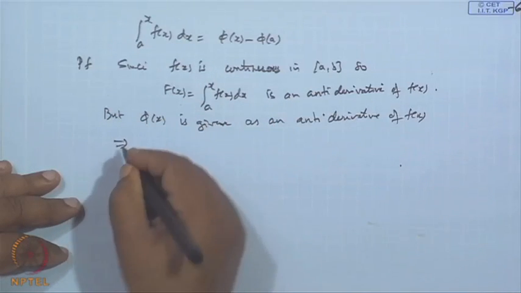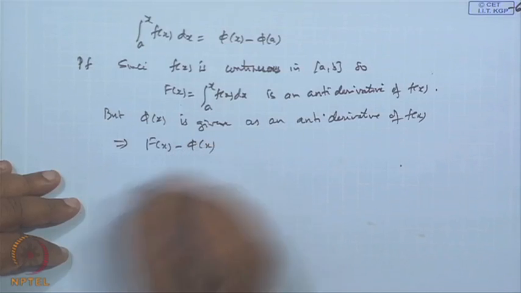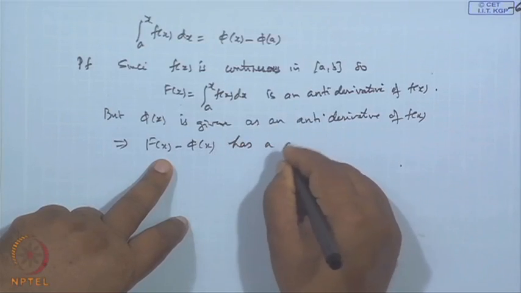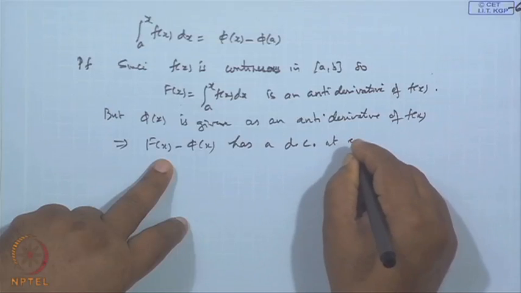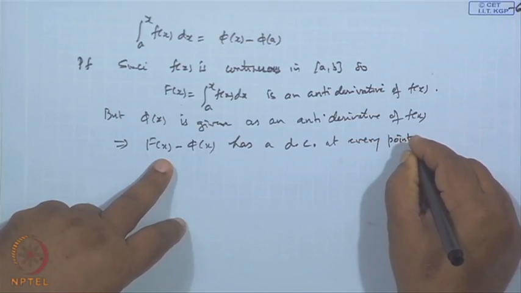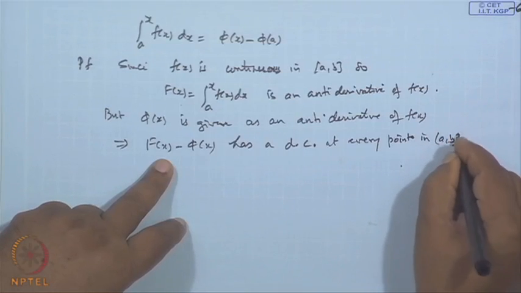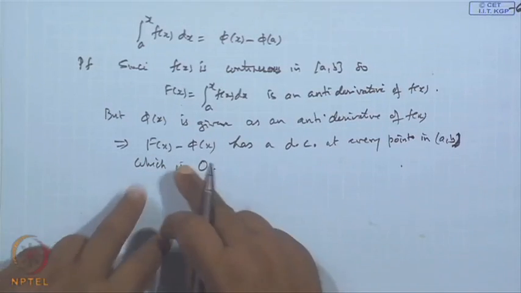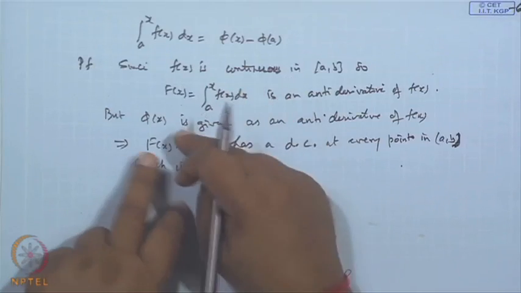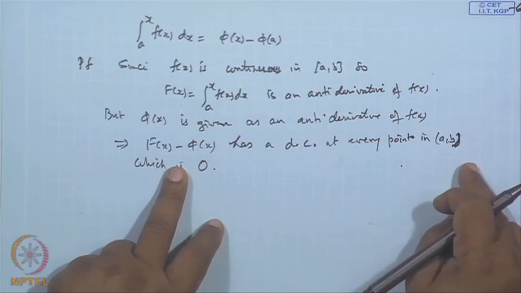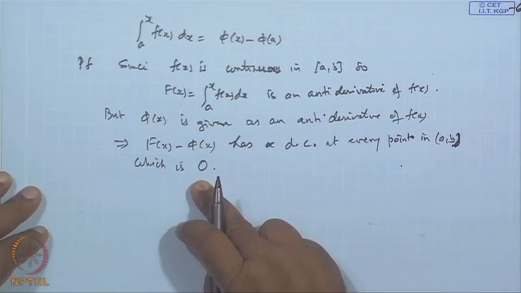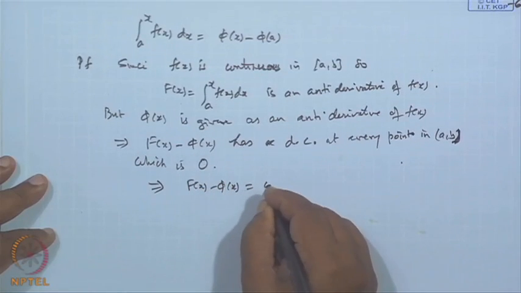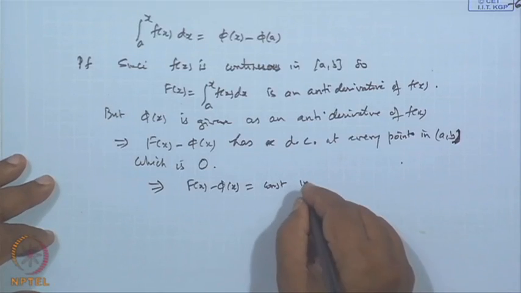So, this implies that f x minus phi x has a derivative, a differential coefficient, at every point in the open interval a b, which is 0. Why? Because the derivative of this is f x, and the derivative of this is also f x. So this function has a differential coefficient at every point, and the value is 0. Therefore, the function f x minus phi x must be a constant function in the interval a b.